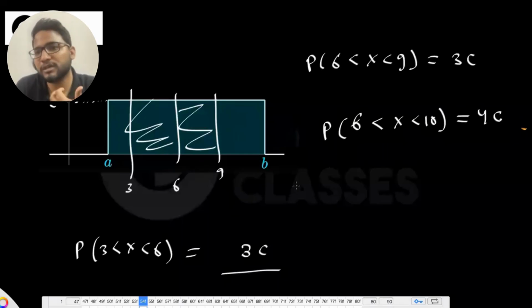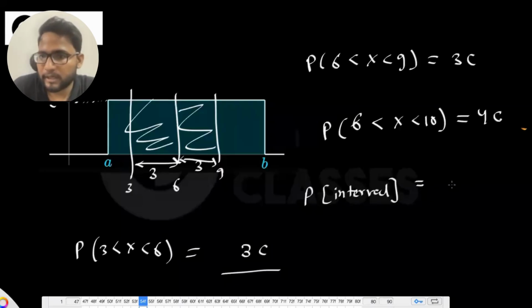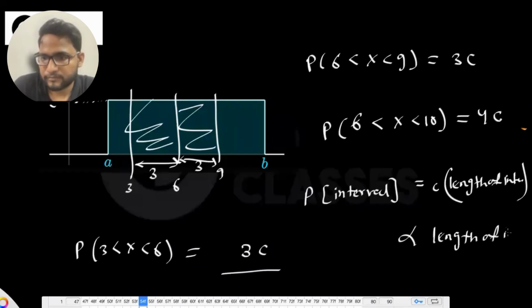So basically, it depends on the length of the interval. If the length of the interval is 3, it does not matter where this 3 is, here or here. So the probability of any interval is the length of the interval into C. Basically, you can say it is directly proportional to the length of the interval.